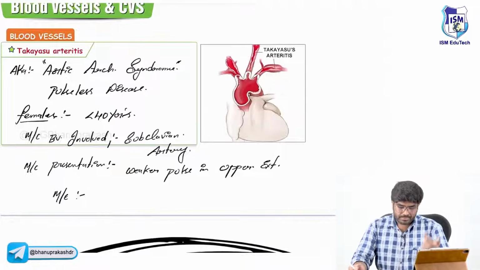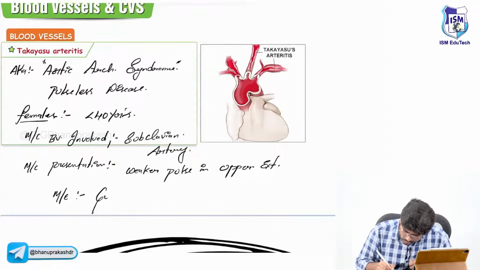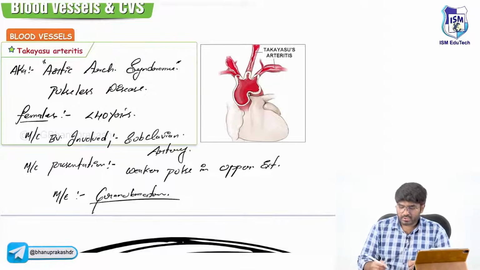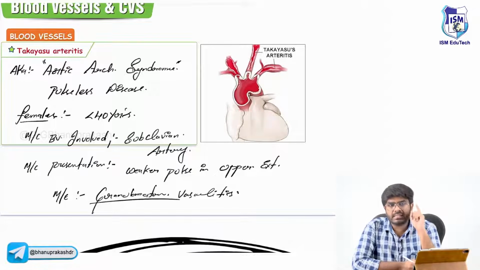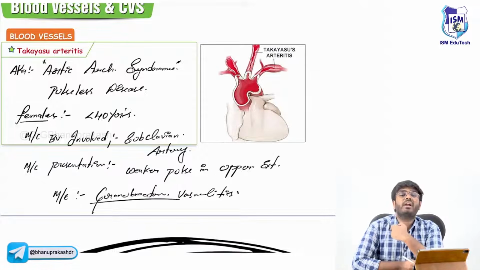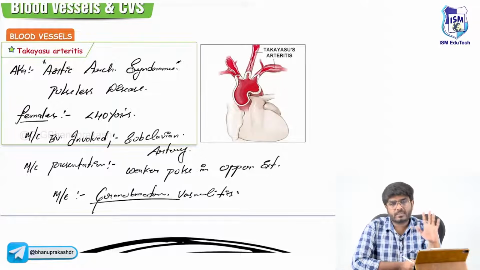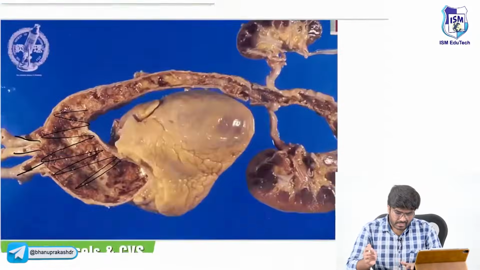Now what about Takayasu? It is also granulomatous vasculitis. So both the large vessel vasculitis, temporal arteritis as well as Takayasu, are granulomatous vasculitis. In temporal arteritis, the superficial temporal artery is involved. In Takayasu arteritis, the subclavian artery is most commonly involved. Okay, so large vessel vasculitis are completed, sir.